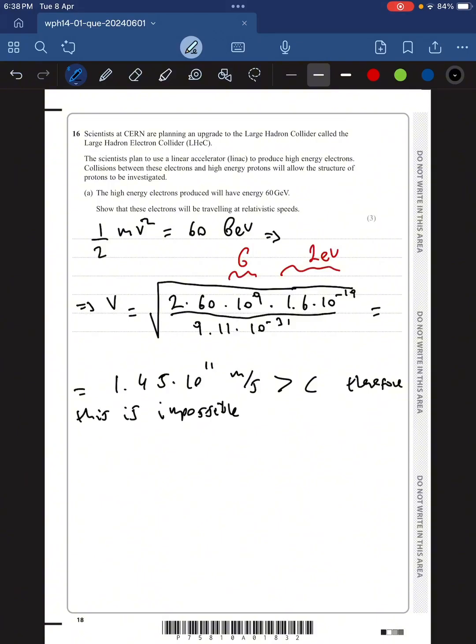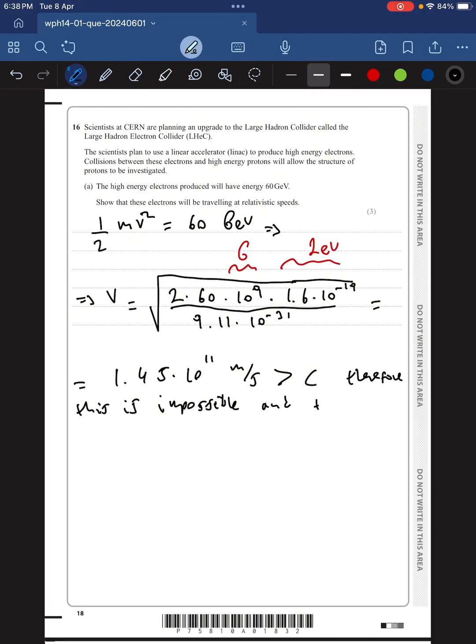And the true answer is that the electrons are relativistic.